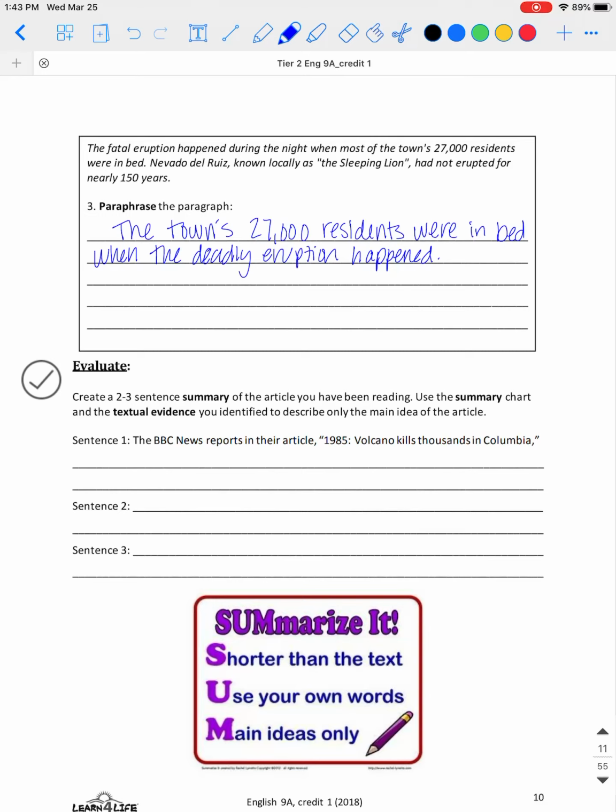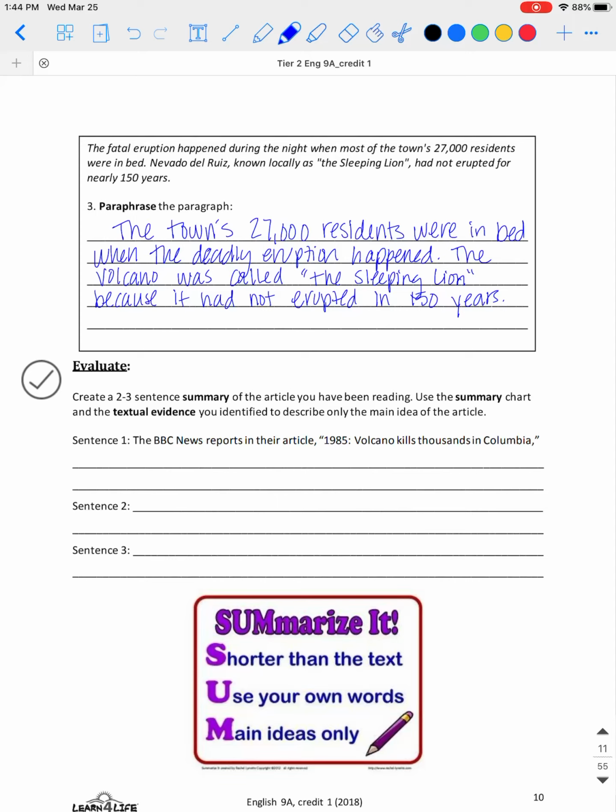Nevado del Ruiz, known locally as the Sleeping Lion, had not erupted for nearly 150 years. So I can change that to: the volcano was called the Sleeping Lion because it had not erupted in 150 years. So that is my paraphrase of that paragraph.